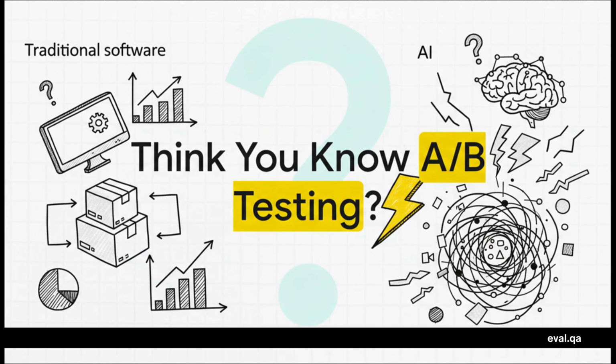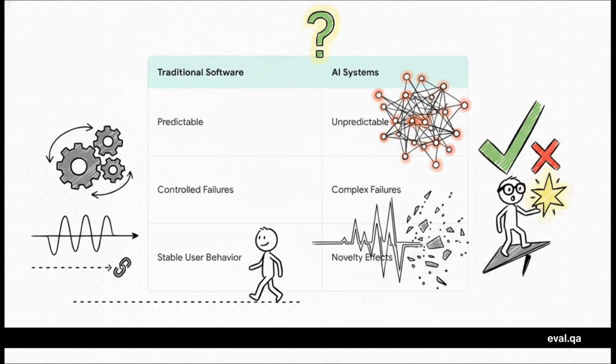So, if you've been in the software world for a while, you probably feel like you've got A/B testing down to a science. But here's the thing you have to understand. When AI gets into the mix, the old rules don't just bend, they shatter. And this slide really says it all, doesn't it?